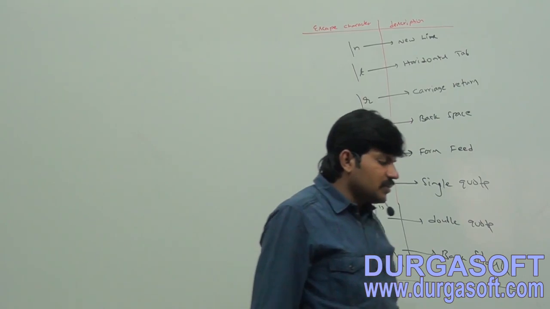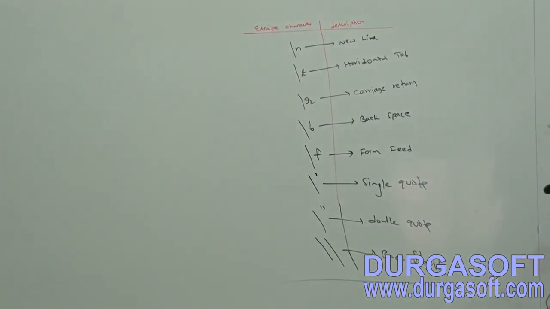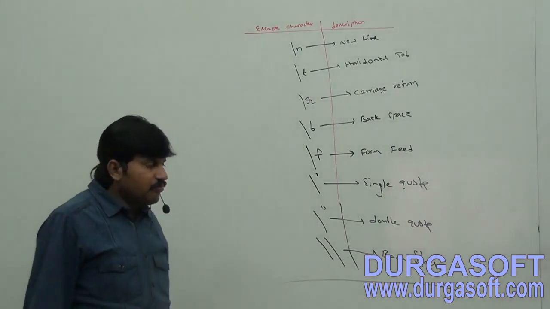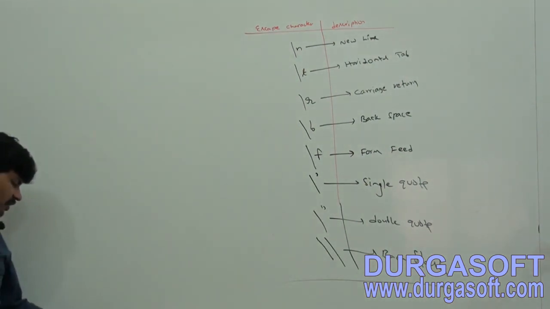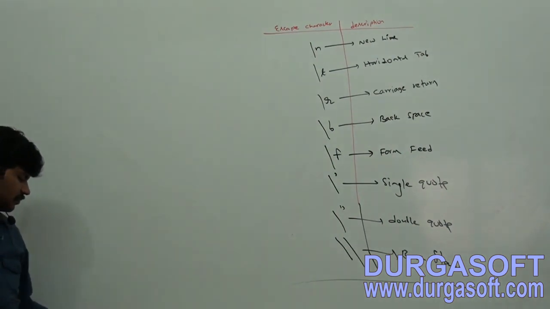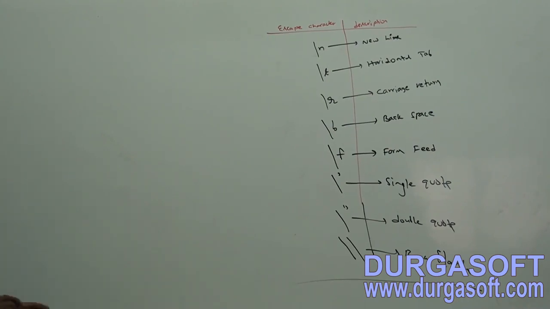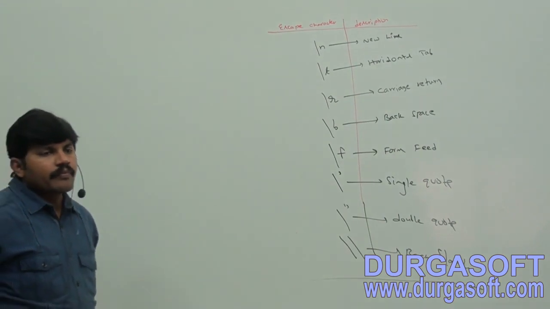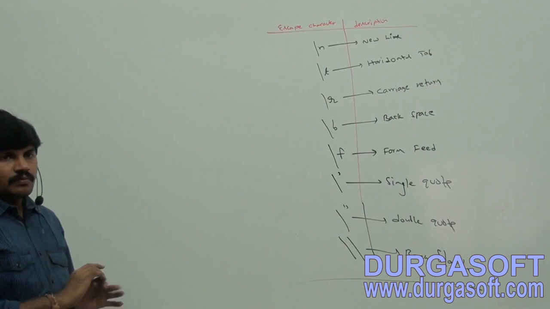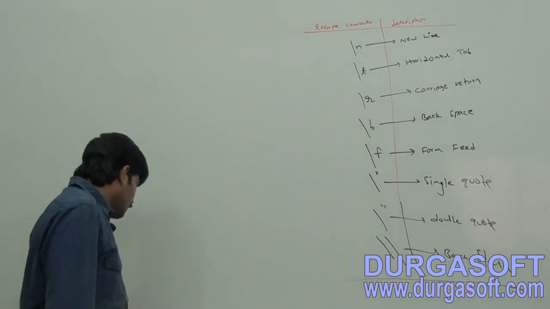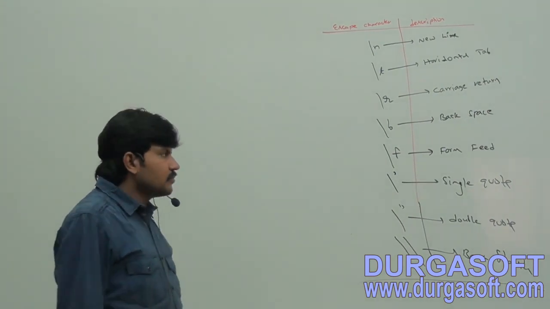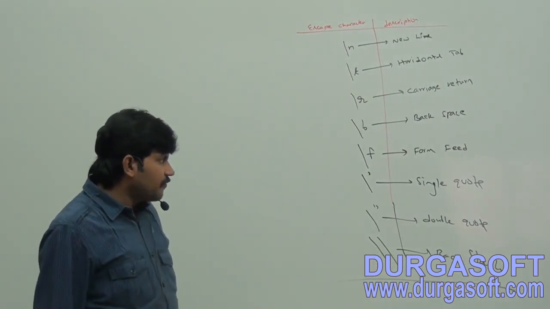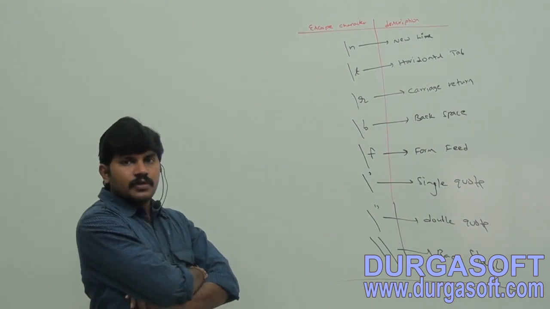These are the various escape characters present in Java. Backslash n is new line, backslash t is horizontal tab, backslash r is carriage return, backslash b is backspace, backslash f is form feed, single quote, double quote, and backslash. Clear for all of you, right?